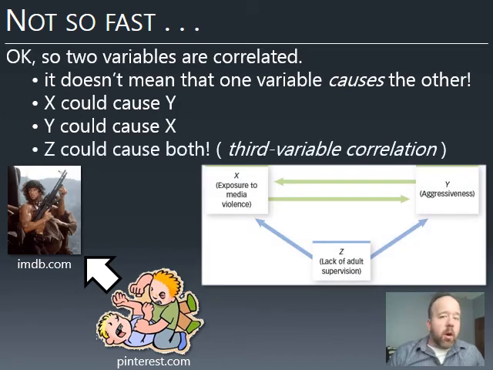It could be that some third variable, Z, causes both. And this is what's called a third variable correlation. So in your book, the example is lack of adult supervision. Maybe if no one is watching a child, that child tends to become more aggressive, and that child tends to watch whatever they want to watch, which could be violent movies and television. That's just one possible third variable, though. There could be other predictors. Maybe there is a genetic predisposition toward both of those behaviors. It's impossible to tell.